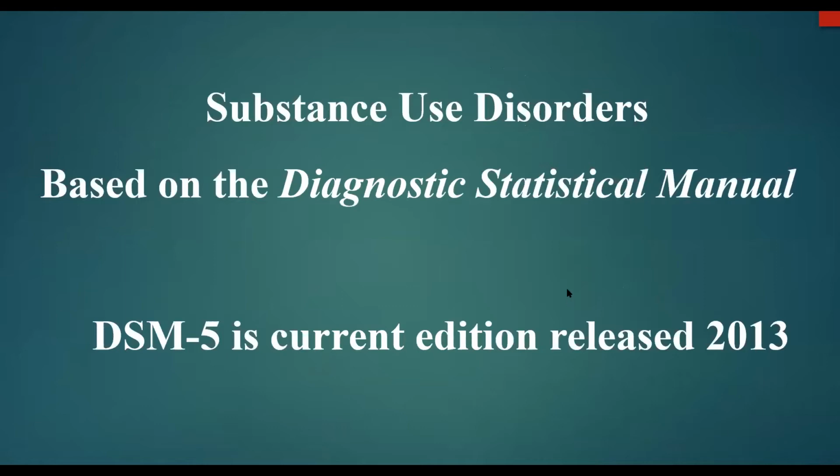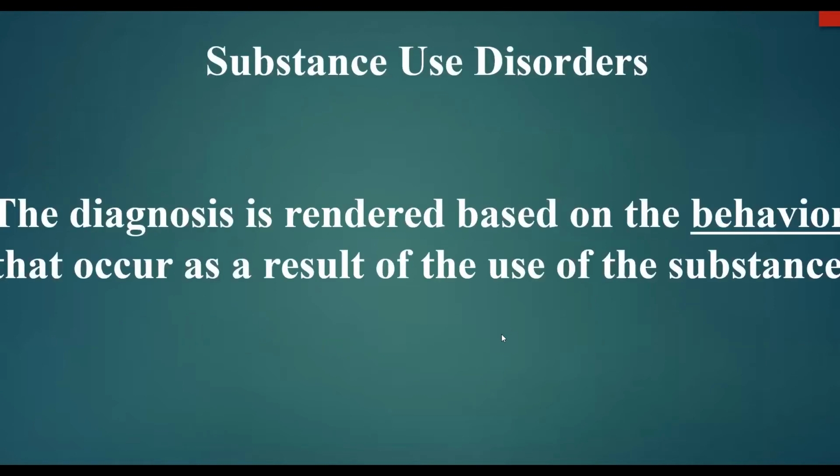DSM-5 is the current edition. It came out in 2013. There were a couple of changes that I'm not going to get into in great detail in my slides. I've delineated the criteria. It is based on behaviors. And that's important because a lot of people think, well, if you drink a certain amount, then you must be an alcoholic. The DSM has outlined it so that it has more to do with the behaviors of the patient and the consequences that may be a result of those behaviors.